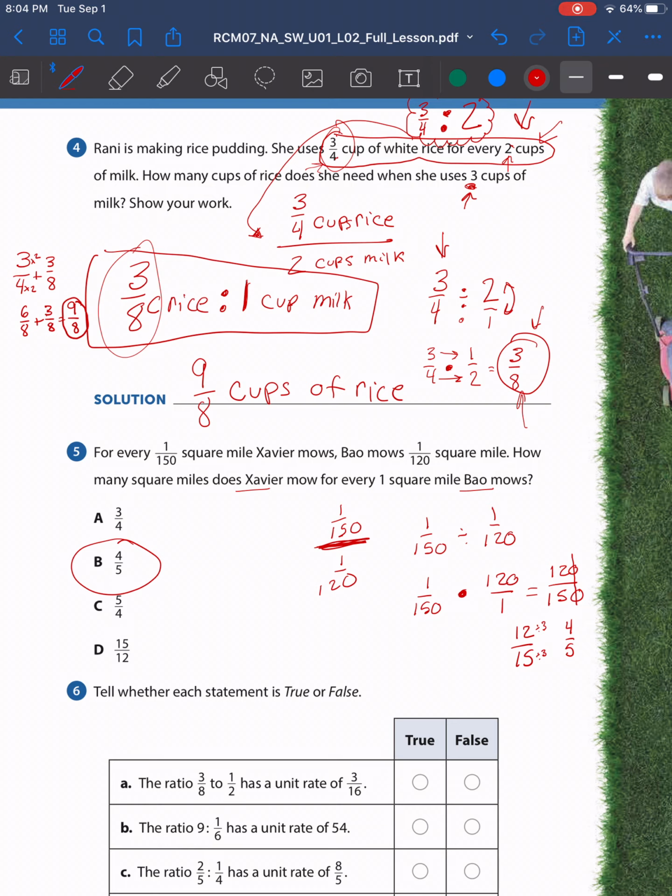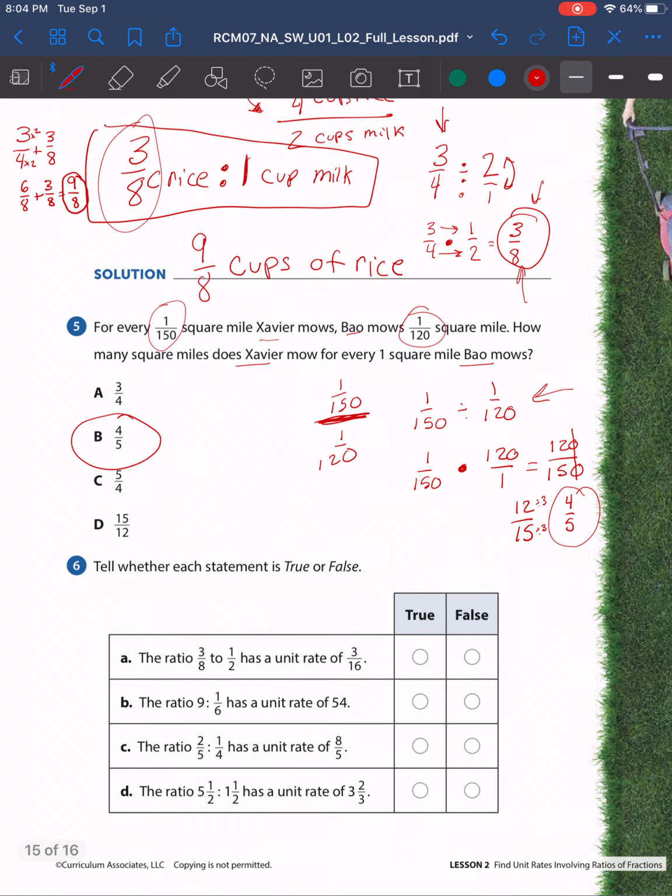Let's recap how we did that. We took Xavier and we divided it by Bao. We took this and divided it by this. When you divide fractions, you write them horizontally. You skip it, you flip it, you multiply. And that's how you get the unit rate.